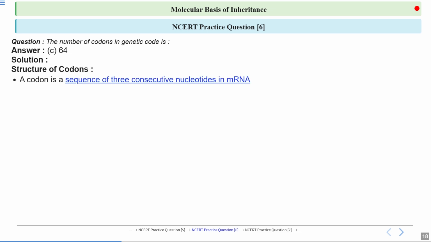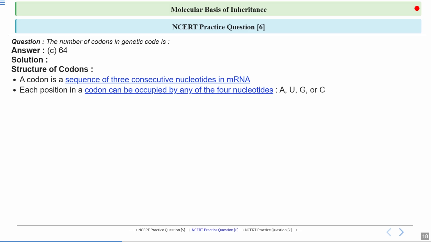How do you have 64 codons? And what is a codon? A codon is a triplet of nucleotides present in the messenger RNA. This codon codes for a particular amino acid. Basically, you have 4 nitrogenous bases in RNA: adenine, uracil, guanine and cytosine.